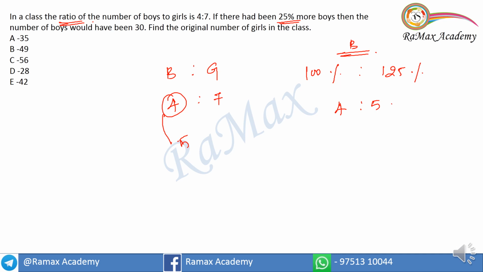So here they are telling that the final, after adding 25%, the final value is 30. So 5 is 30. When 5 will become 30? When multiplied by 6. They are asking the exact value of girls. So just multiply this ratio into 6. 42. So 42 is the exact number of girls.